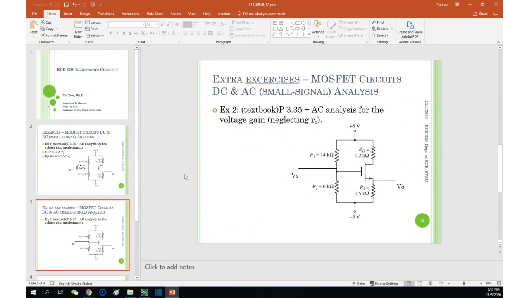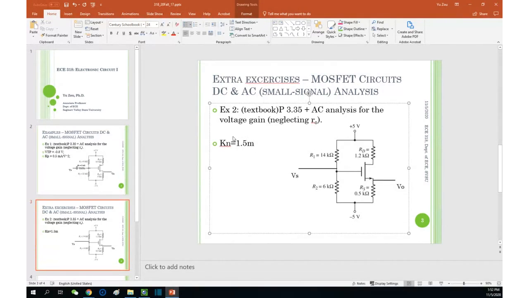This time, let me provide what you probably need: Kn equals 5 milli, Vt equals 0.4 volts. And of course, the unit here is ampere divided by voltage squared.